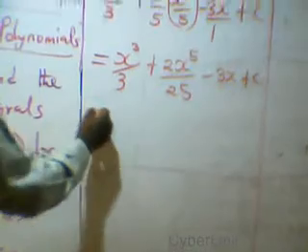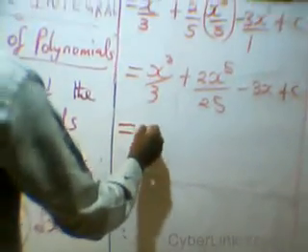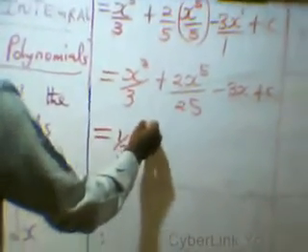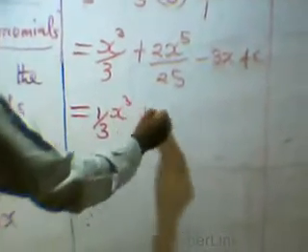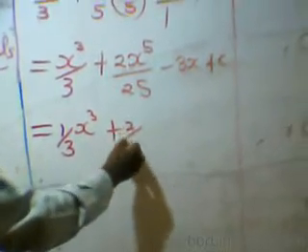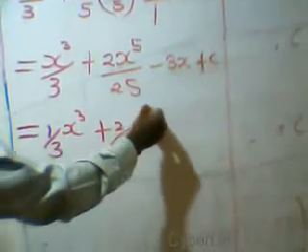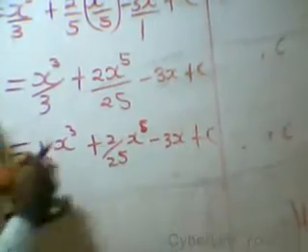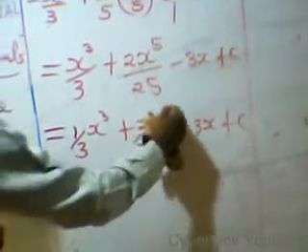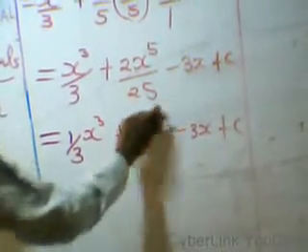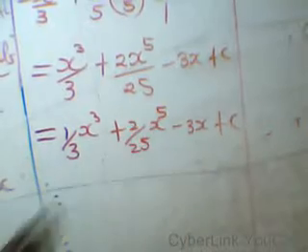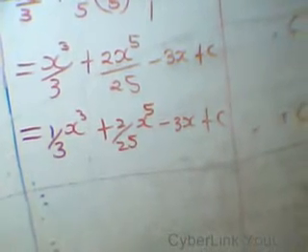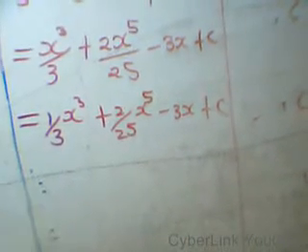And if you like, of course, you can have it as 1 all over 3 x raised to power 3, plus 2 all over 25 x raised to power 5, then minus 3x plus c. So if you like, you can leave it like this, and whichever one you choose to do, you are very, very correct. Either you leave it like this or like this, it's still correct.